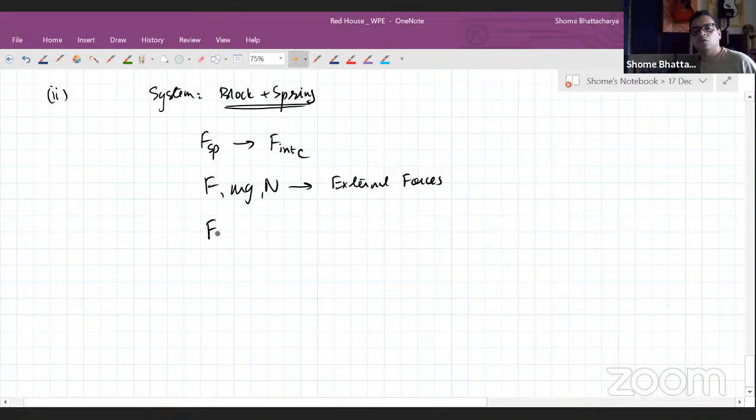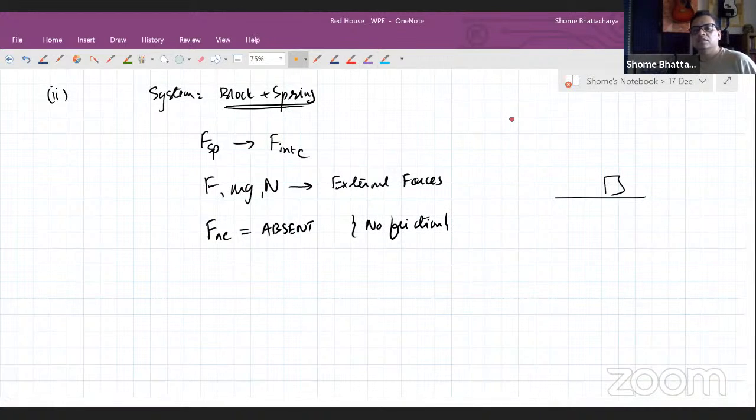Okay. And non-conservative force is absent because there is no friction. Now, as the block is moving horizontally, you can understand that spring force is going to do work on it, but it's an internal conservative force. Normal reaction and mg are not going to do any work. Only F is going to do work because the displacement of the block is in this direction.